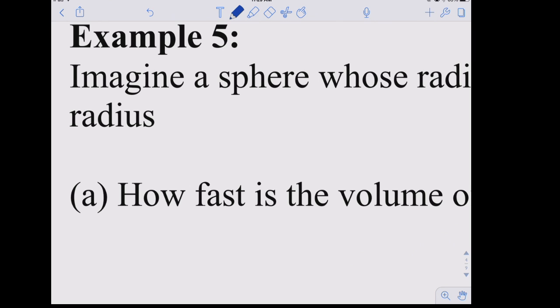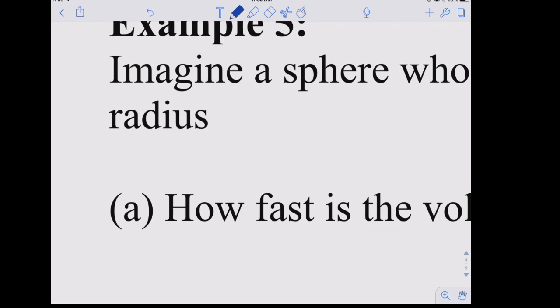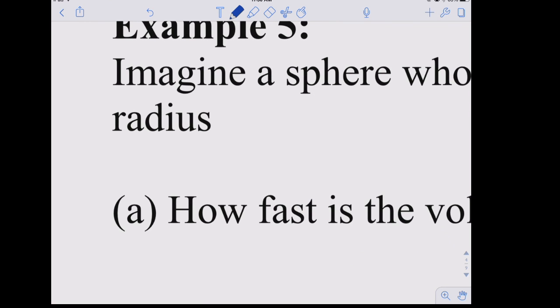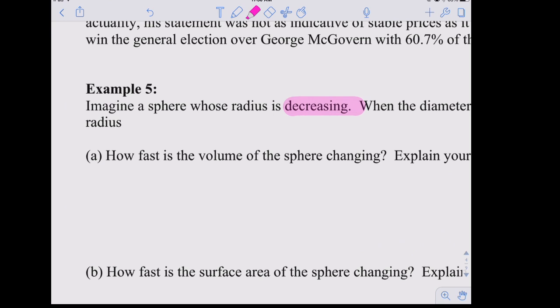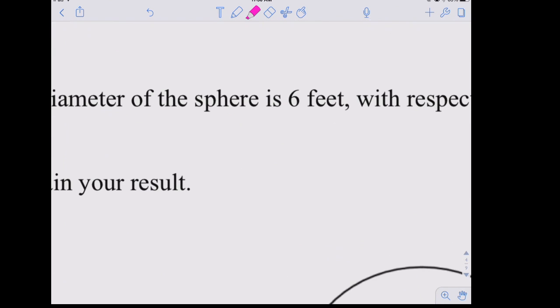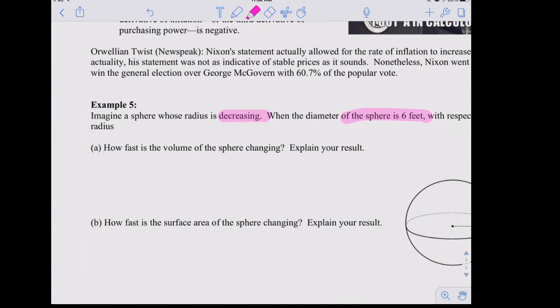All right, we got 10 minutes left. Let's talk about something else that's changing besides temperature, cost of producing ice cream, or the cost to purchase ice cream, right? Inflation. Imagine a sphere. I'll stop right there for a second. Whose radius is decreasing. Oh, not to make y'all panic. If you're thinking about planet Earth, this is a sphere and the radius is decreasing, don't panic, guys. When the diameter of the sphere is 6 feet, so at that moment in time, with respect to the radius, how fast is the volume of the sphere changing?